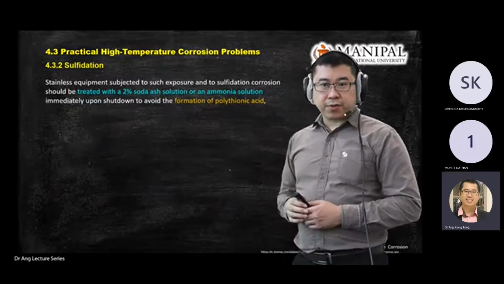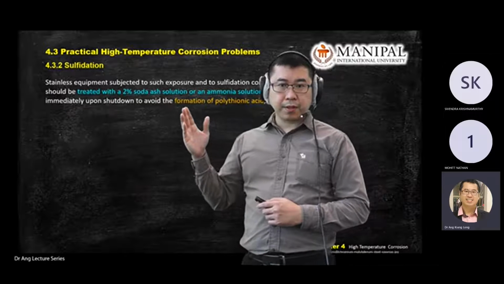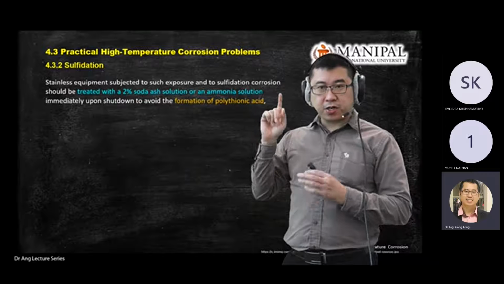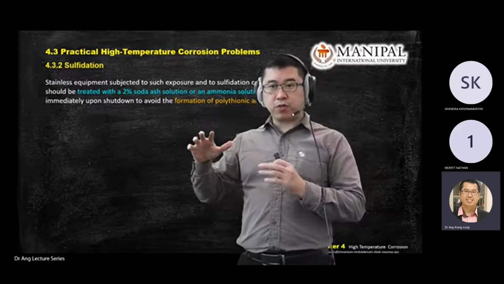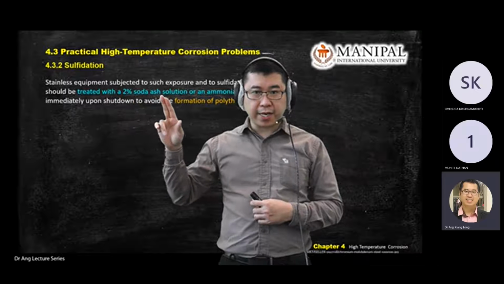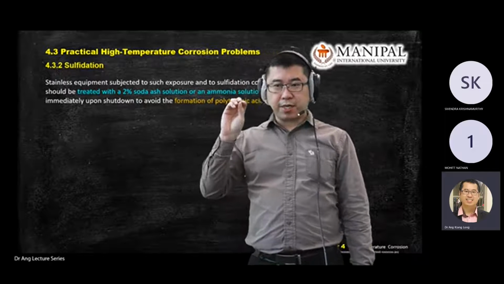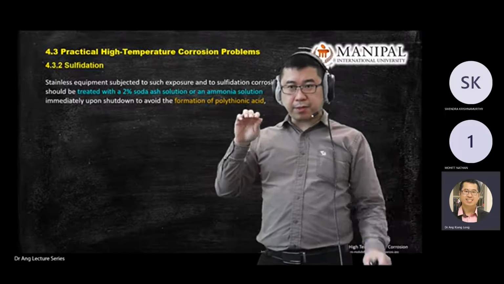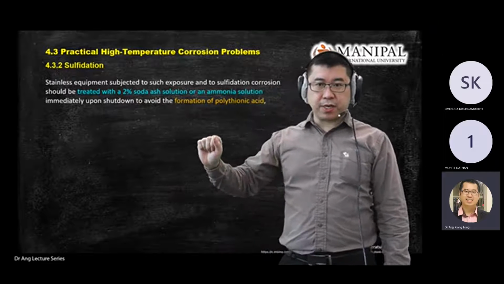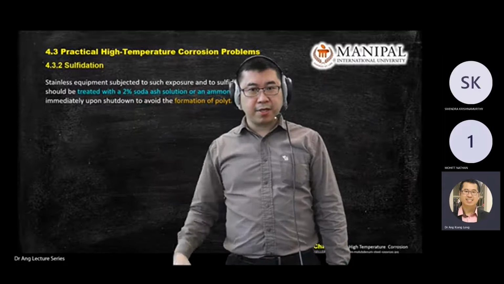Next, we look at standard steels. Standard steels that are exposed to sulfidation corrosion normally go into a treatment. The standard steel equipment goes through a treatment using a 2% soda ash solution or ammonia solution. They will dip, or not dip, but they will be exposed to the treatment. You send the metals into the oven or the treatment process unit. They will spray ammonia or 2% soda ash on the subject itself.